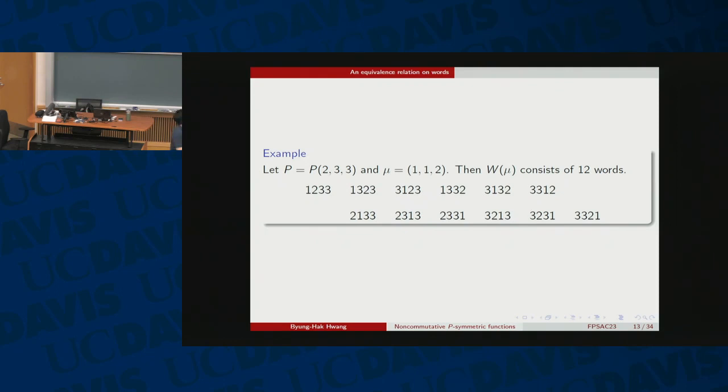Let's see an example. Let P be the poset from 2, 3, 3, and let mu be 1, 1, 2. Then W mu consists of 12 words like this, and we can find 6 edges of the first type, and we have another 4 edges in this case. So there are 4 connected components.